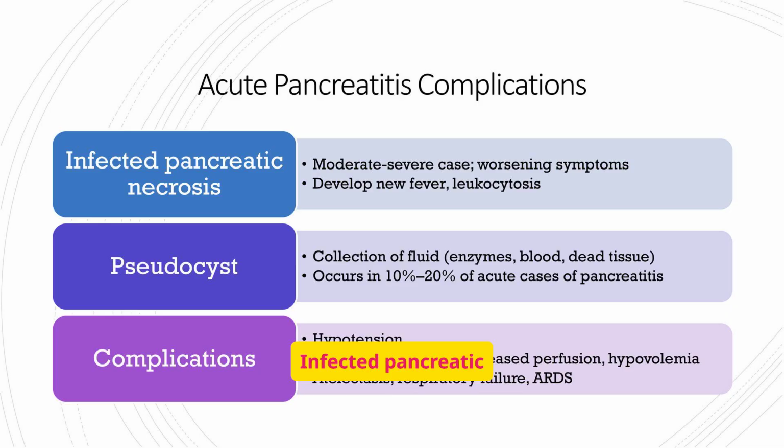Infected pancreatic necrosis is a moderate to severe case with worsening symptoms, including new fever and leukocytosis. Pseudocysts, collections of fluid, enzymes, blood, and dead tissue, occur in a significant percentage of cases. Other complications include hypotension, renal failure, atelectasis, respiratory failure, and ARDS.